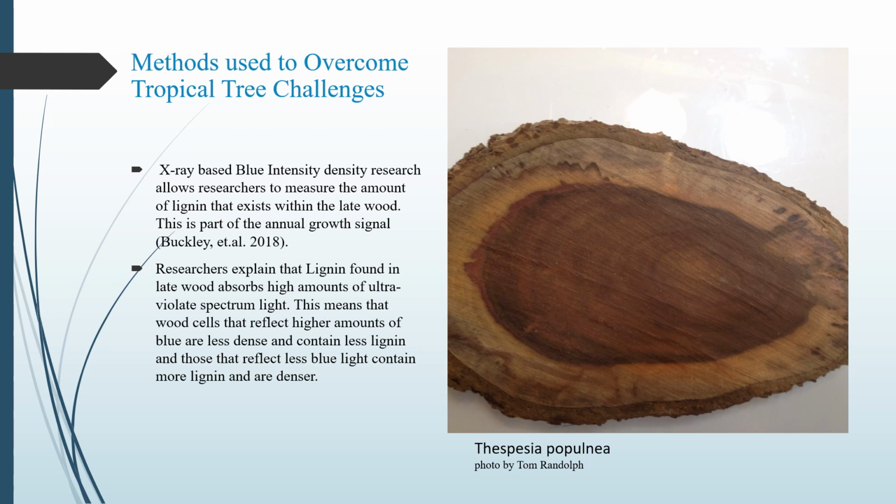So wood cells that reflect higher amounts of blue are less dense and contain less lignin, and those that reflect less blue light contain more lignin and are more dense. And this has to do with evapotranspiration, which we'll get into in a minute.